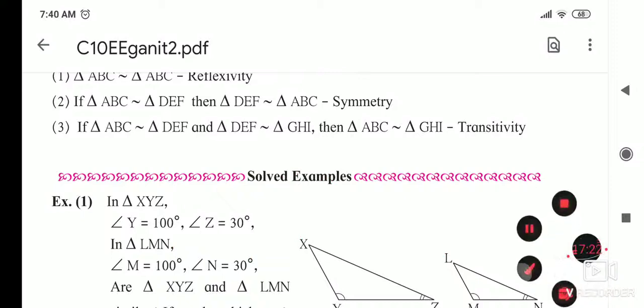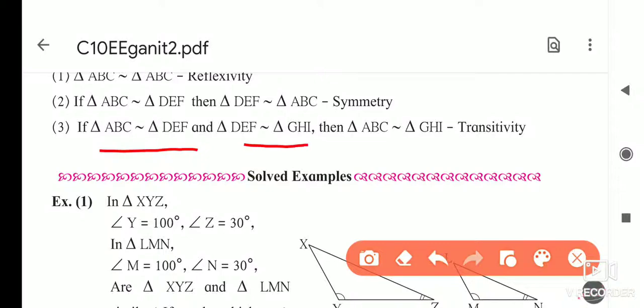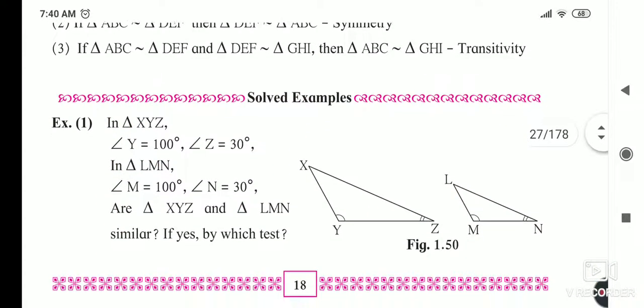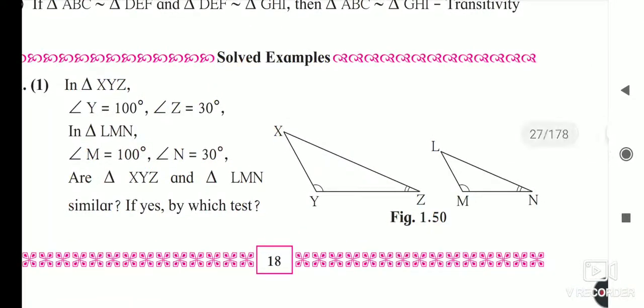And the third: if ABC is similar to DEF and DEF is similar to GHI, then ABC is also similar to GHI. As I told you, if the first triangle is congruent to the second and the second is congruent to the third, then the first and third are also congruent, similar to each other. So in that way you have to use these properties of similarity of triangles and solve the example based on them.